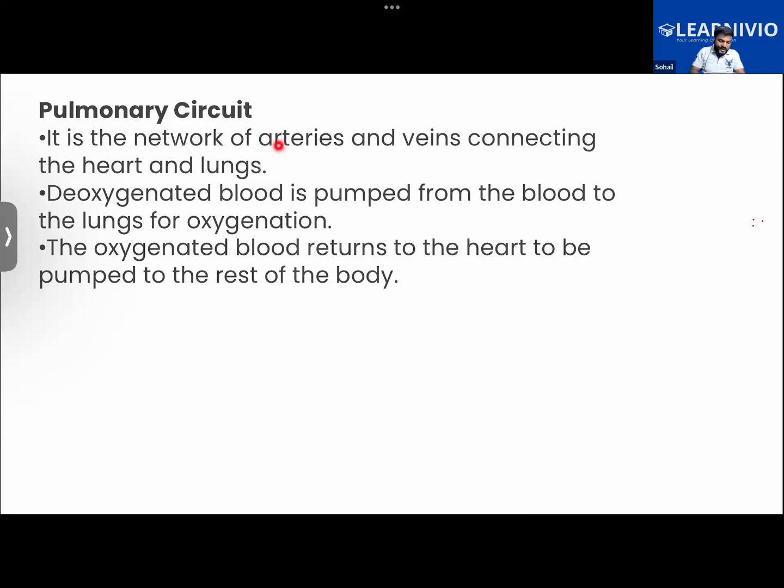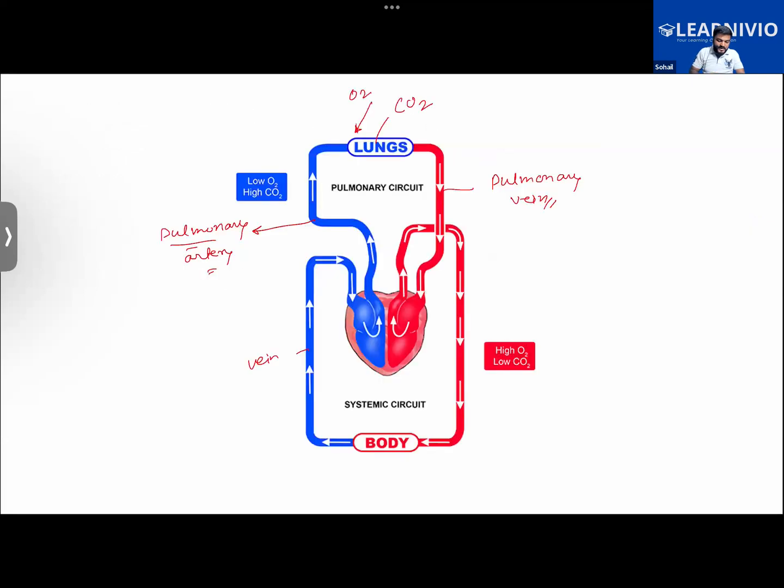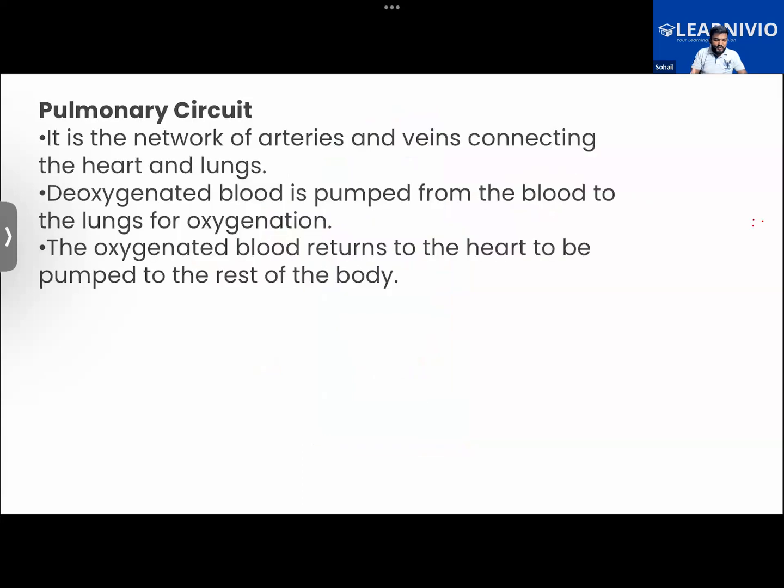So we were learning about the pulmonary circuit. It's a network of arteries and veins that connects the heart and the lungs. The ones that you see in blue are the veins. The ones that you see in red are the arteries. Getting it now? Just as you have an electrical circuit in your home in which current flows into different appliances from the main power circuit board.